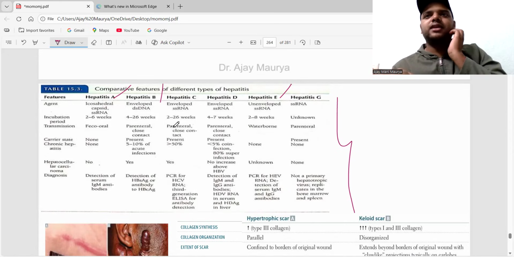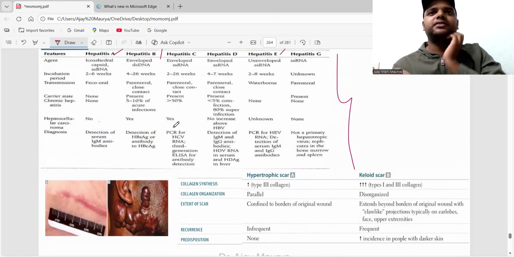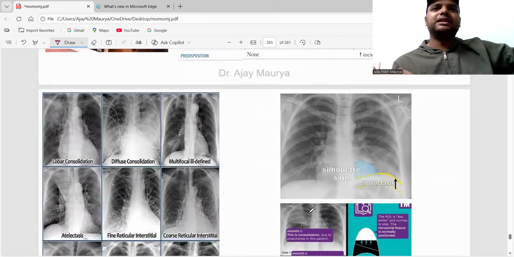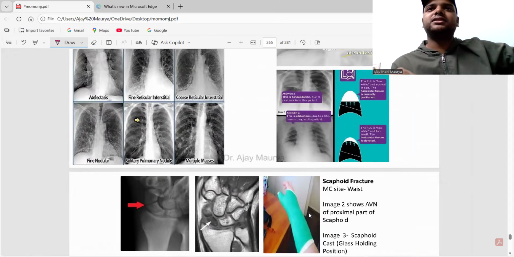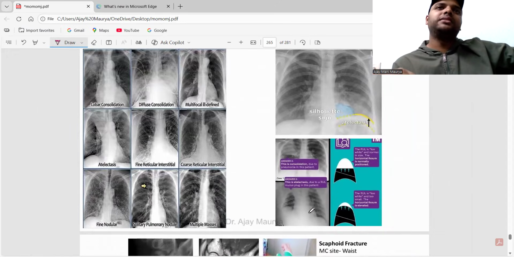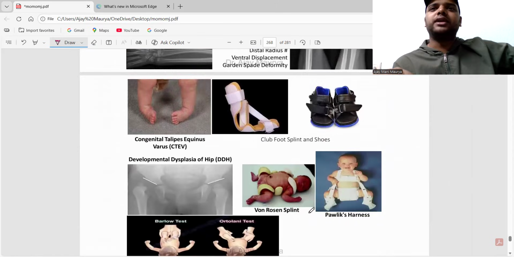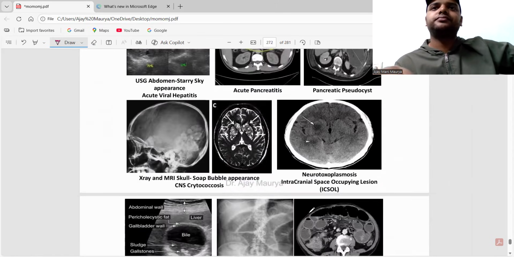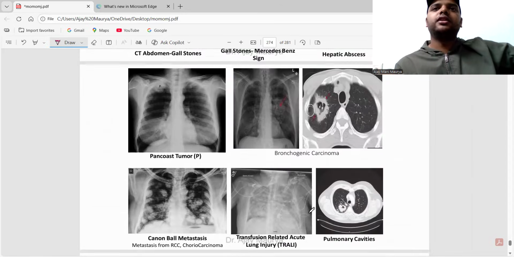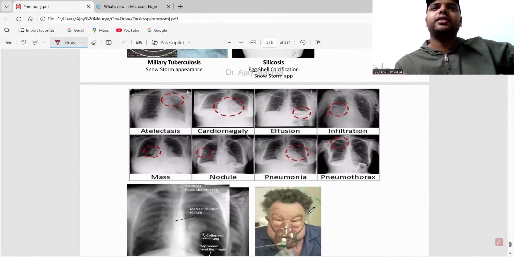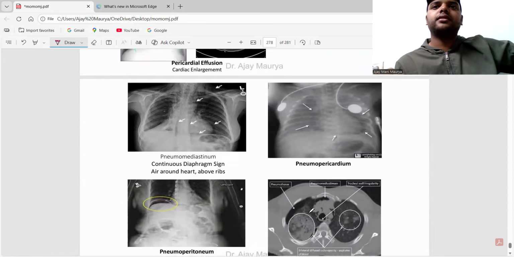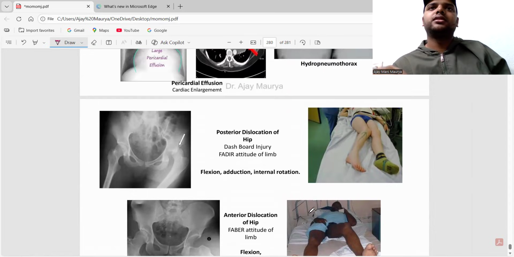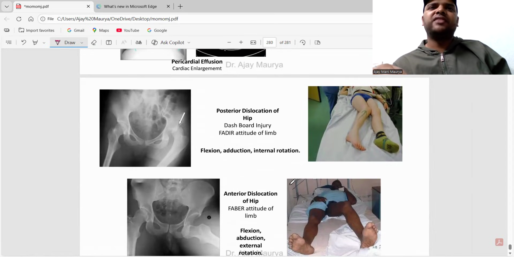So I think that's it, we are going to end this one. Hypertrophic scar and keloid, everyone knows this one. Next we have these, all our images. It's your job to finish this one. All are the images only, they are very, very important. You have to remember. Faber, this one Faber Fadir is very important.